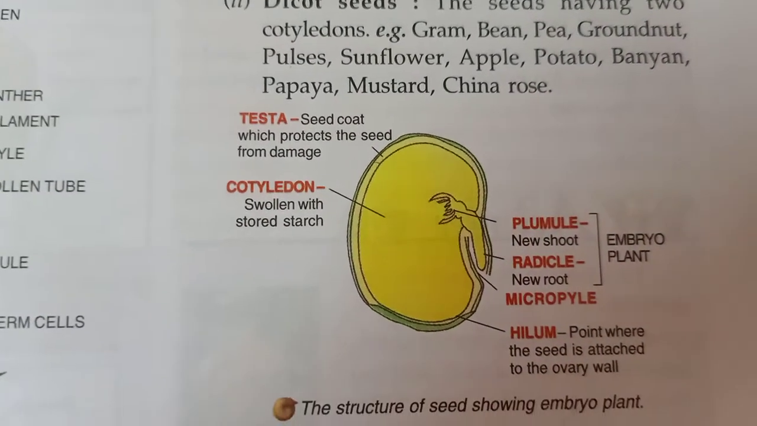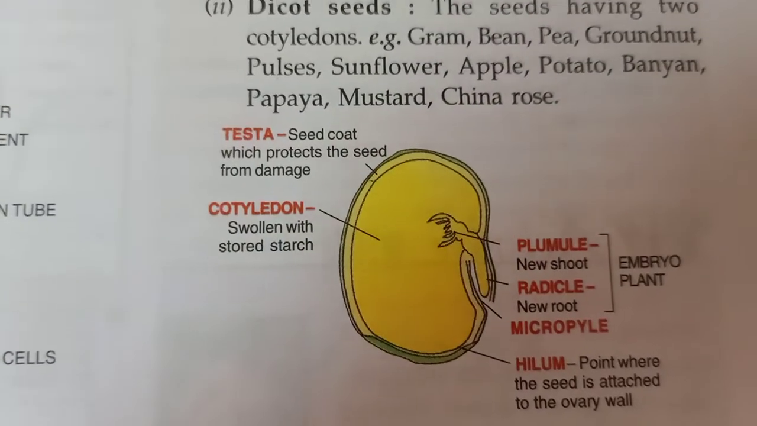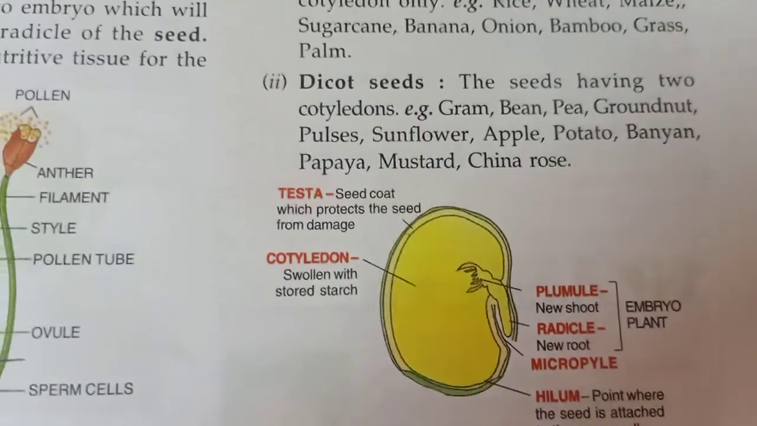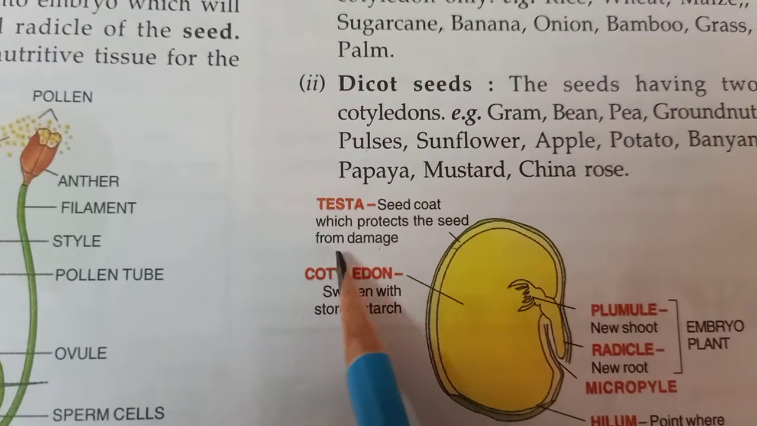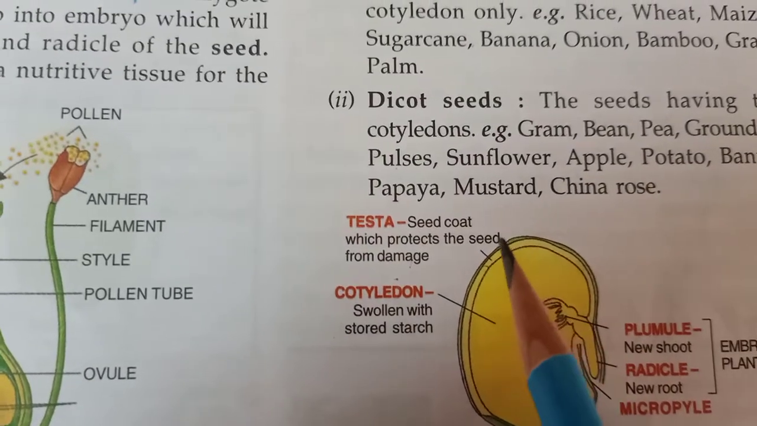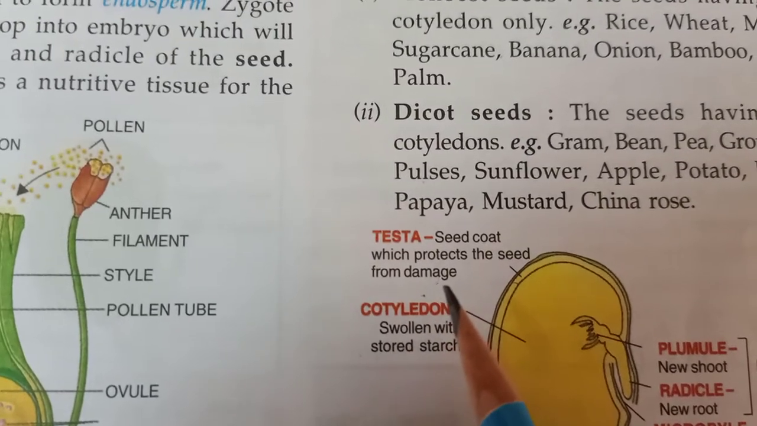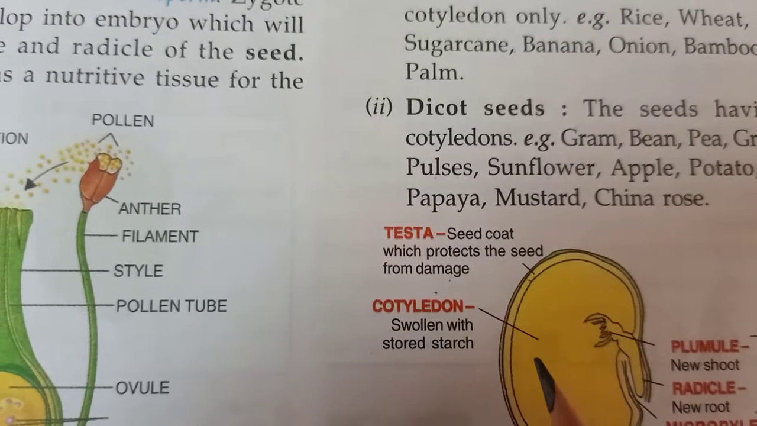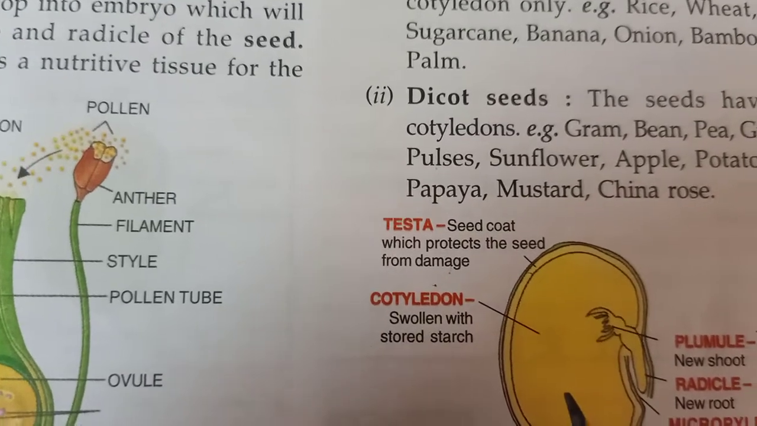Now here I show you the diagram of the seed showing the embryo plant. In this diagram you can easily see the testa. This testa is known as the seed coat, and it is the hard protective layer. It protects the seed from damage. Inside this seed coat the seed is there, and the testa protects the seed from being damaged. The next thing is cotyledon. Cotyledon is this swollen part which stores the starch, the food for the plant, for the embryo.